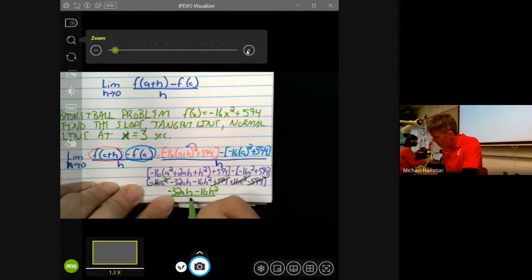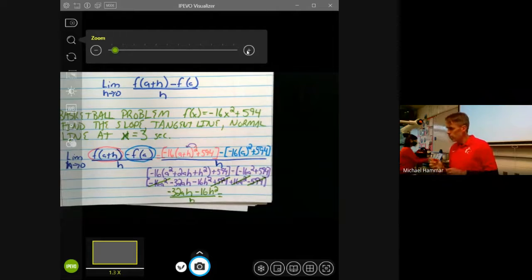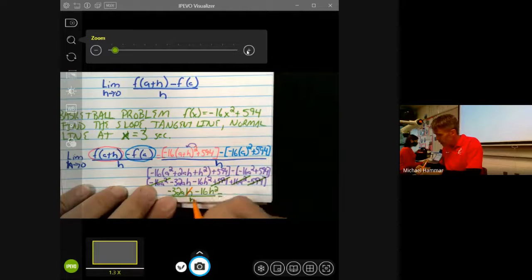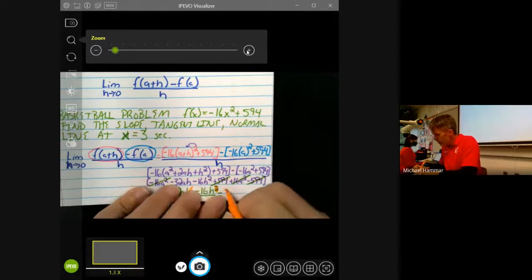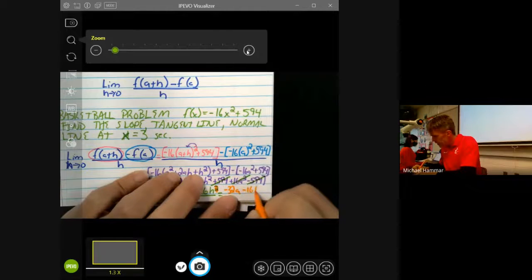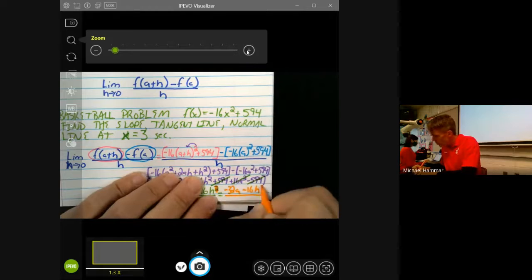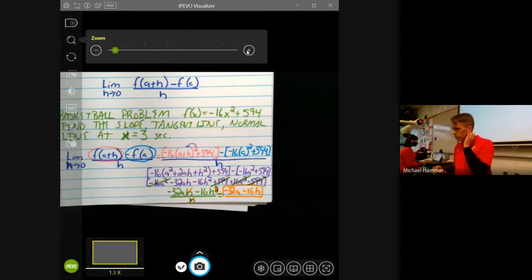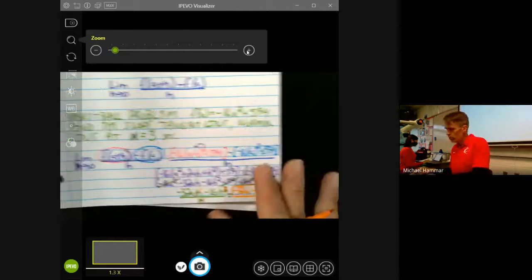And remember, we still have it all over h. So what happens now? Well, we still can cancel out a few more things. We can cancel out an h out of each one of these. So we have negative 32a minus 16h. Okay? So that is the simplification part.